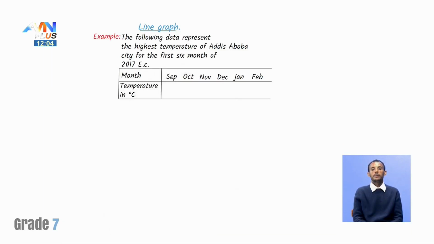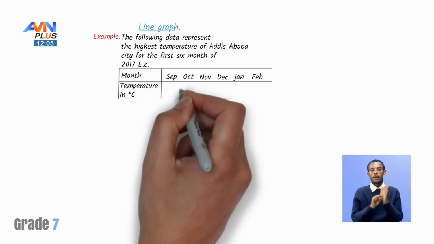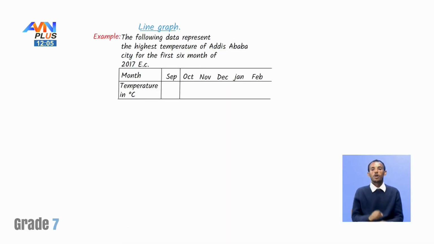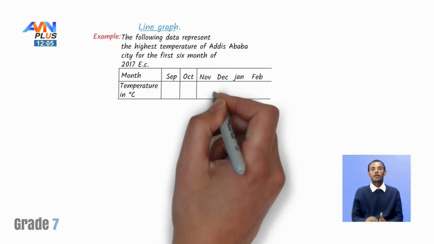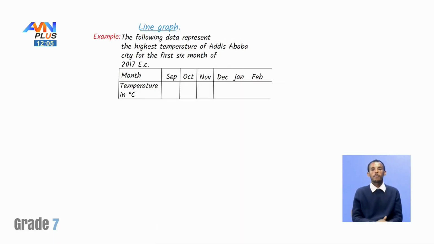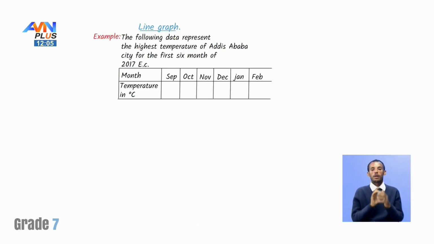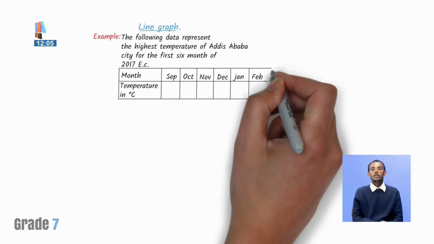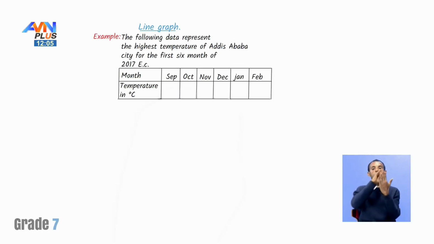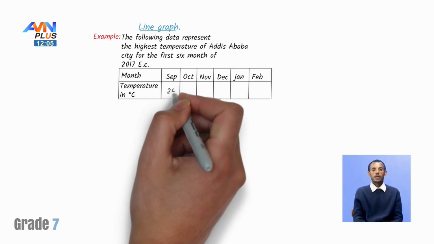September, October, November, December, January, and February.